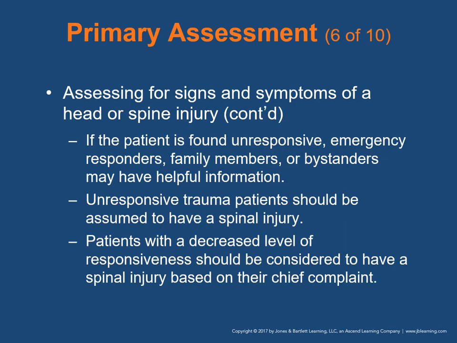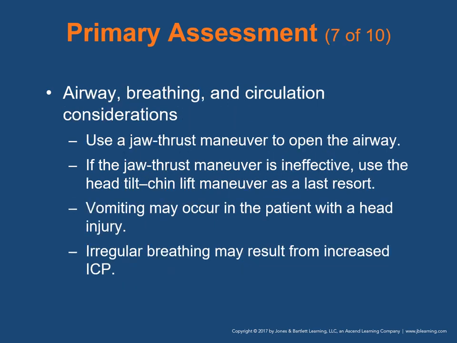If the patient is found unresponsive, emergency responders, family members, or bystanders may have helpful information. Unresponsive trauma patients should be assumed to have a spinal injury. Patients with a decreased level of responsiveness on the AVPU scale should be considered to have a spinal injury based on their chief complaint. Airway, breathing, and circulation considerations are always the priority.